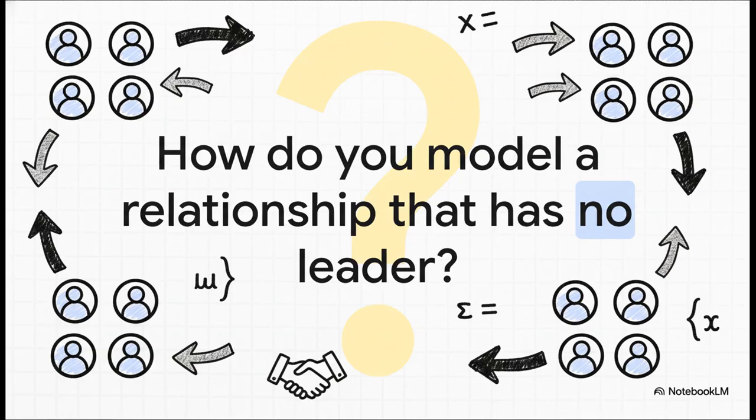So let's start with a little puzzle. Think about it. In a group of friends or even in a family, influence isn't always a one-way street, is it? It kind of flows all over the place, all at once. So the big question we have to ask ourselves is, how do we represent this kind of mutual back and forth relationship in a mathematical model? This is precisely the challenge we are going to solve today.